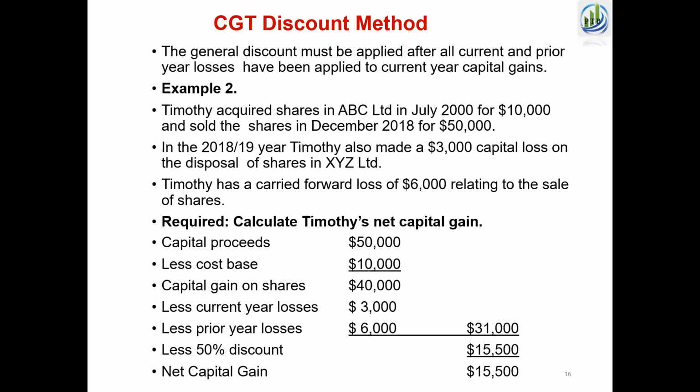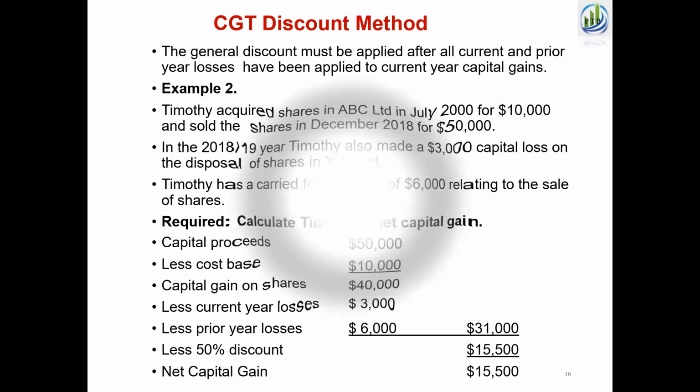But when you are doing this in your XPM, it is calculated automatically. So when you click the discount, it automatically takes out the loss, and only then calculates the 50%. All right, that's the CGT discount method.